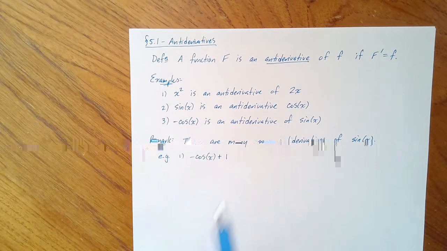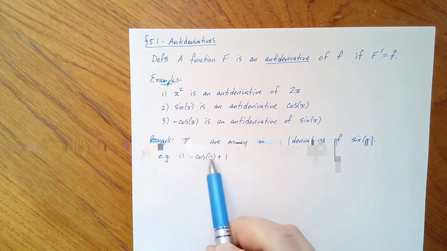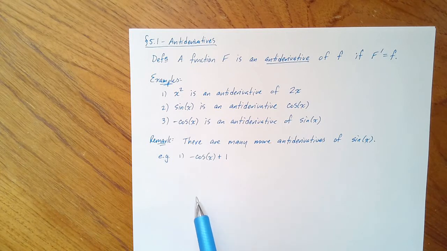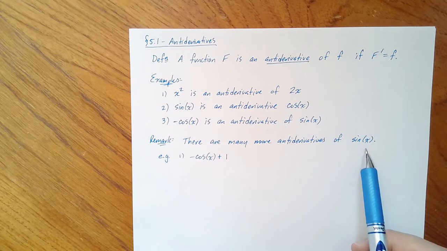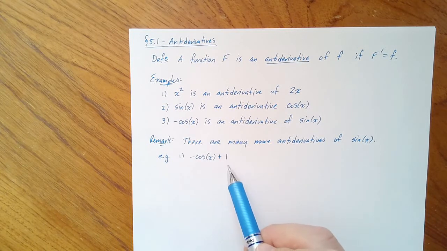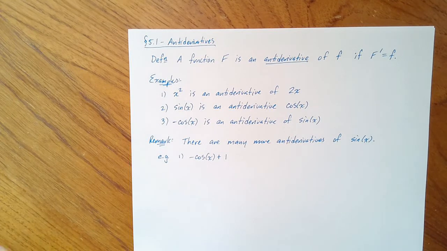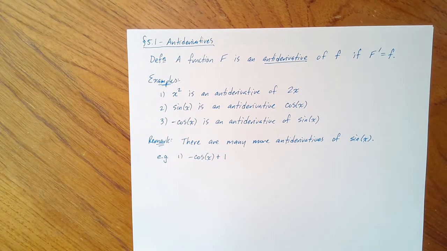And the answer is yes, because if you differentiate cosine of x, you'll get negative sine. So that extra negative sign turns it into positive sine. And this extra plus 1 doesn't really change anything, because if you differentiate the plus 1 term, it just disappears and becomes 0. So the derivative of this function is still sine of x.